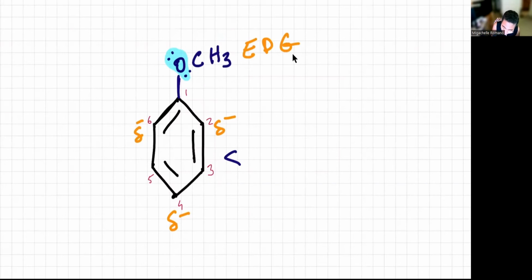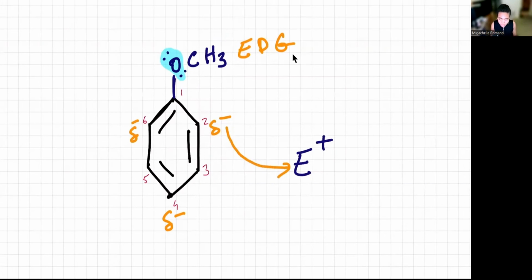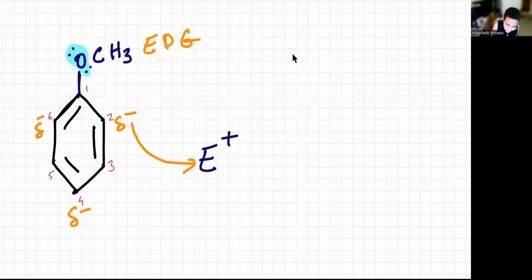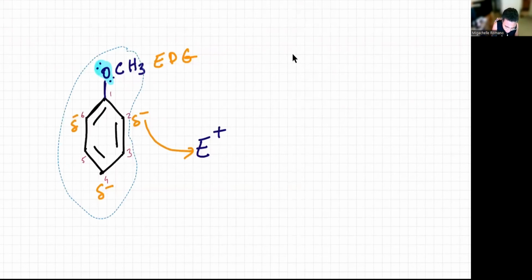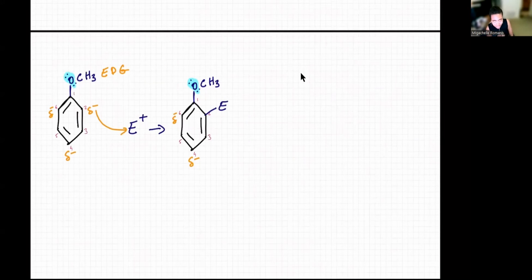And if we have anything partially positive in the molecule, in the solution, we know that negative attracts positive. Carbon 2 will act like a nucleophile, and we will have our electrophile at the ortho position here. Let me copy this again. We can have it either at position 2, because we can see that carbon 2 has a partial negative charge, or we can have it at position 4 here.